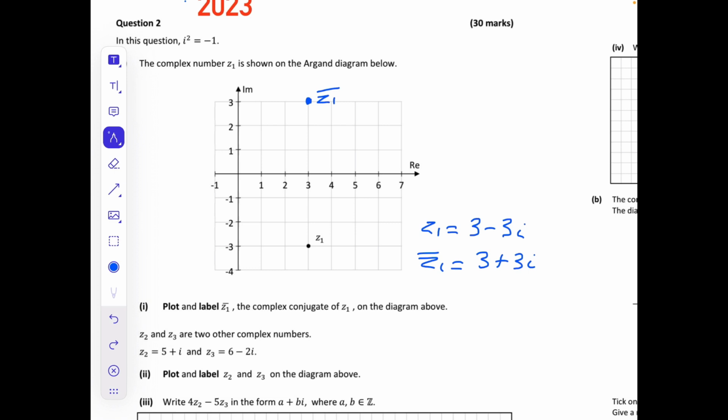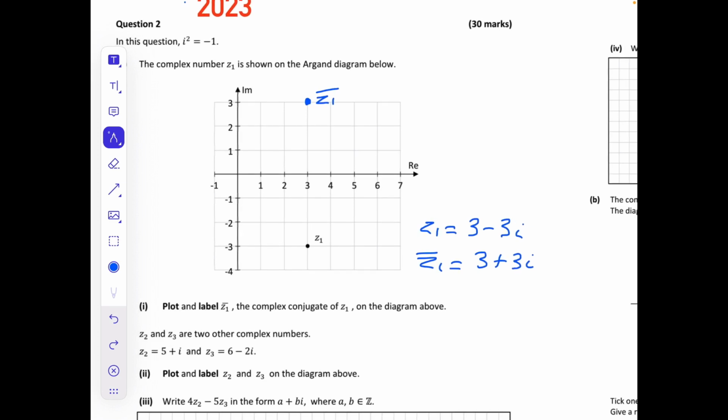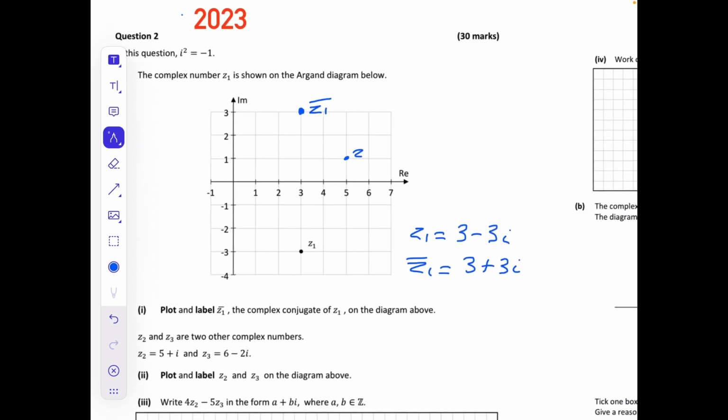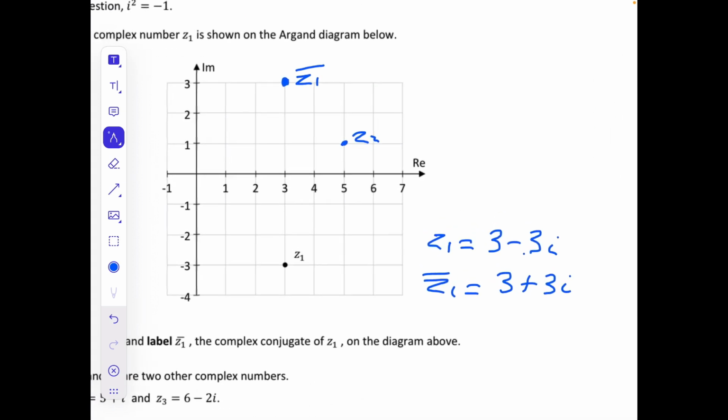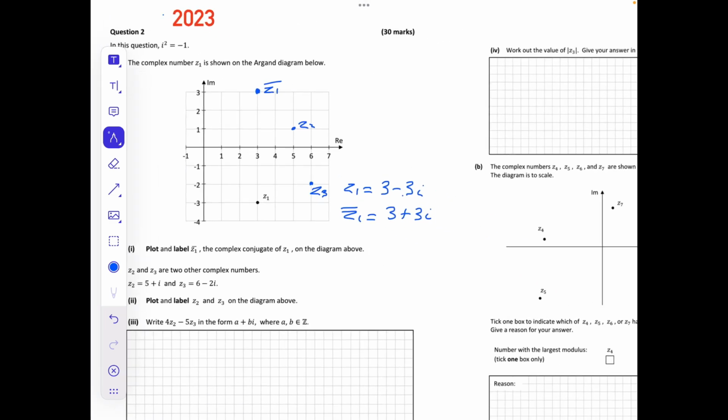Okay, then they tell us that Z2 and Z3 are 2 other complex numbers. Plot and label them on the diagram above. So they tell us that Z2 is 5 plus i. 5 plus i is here. Okay, make sure you label it as well. You will not get full marks without labeling it. And that Z3 is 6 minus 2i, which is here. Okay, nice question to start. You will see that the majority of complex number questions that have come up before have started with something like that.